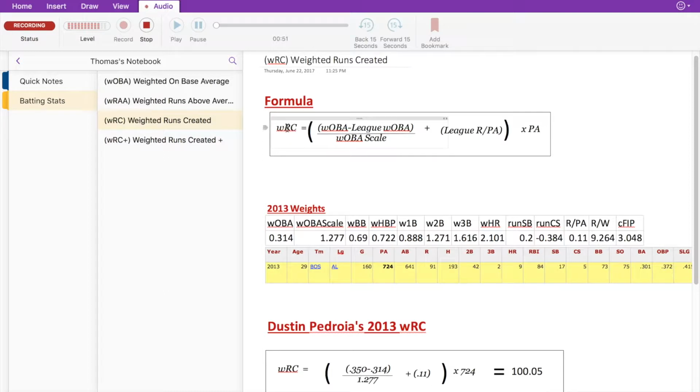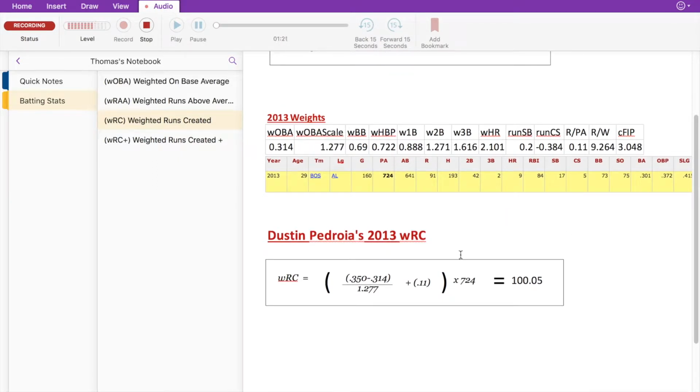So this is the weighted runs created formula. This is more of a counting stat, and it's different from weighted runs created plus, and we'll get into that difference a little bit later. So here we have the weighted on base average, and we subtract the league on base average from it and divide by the wOBA scale, which is down here. The weights for this are down here. And then we add the runs per plate appearance, multiplied by the total plate appearances.